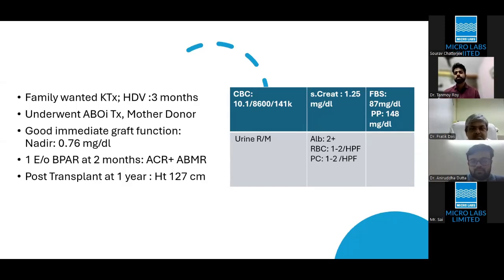In CBC, hemoglobin, total count and platelets are normal: 10.1, 8,600 and 141,000. Creatinine is 1.25 milligram per deciliter. Fasting blood sugar is 87, postprandial is 148. In urine routine microscopy, albumin is 2+, RBC 1 to 2, and pus cells 1 to 2 per high power field. So what would have been planned if this was not an ABO incompatible transplant?